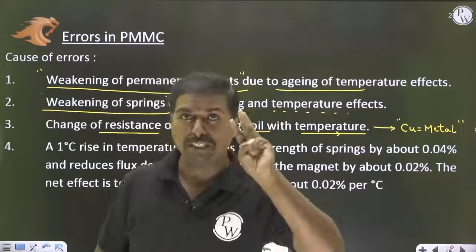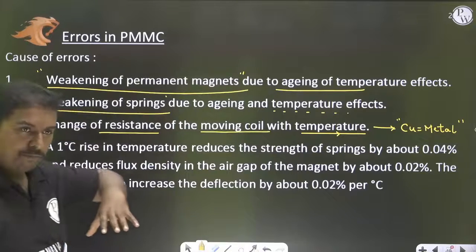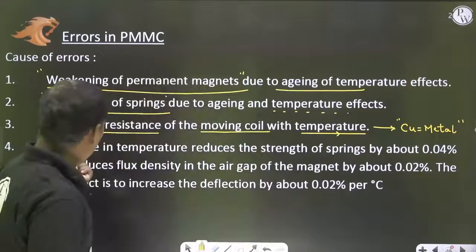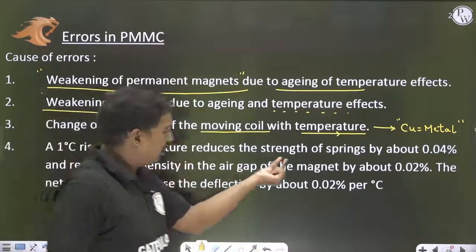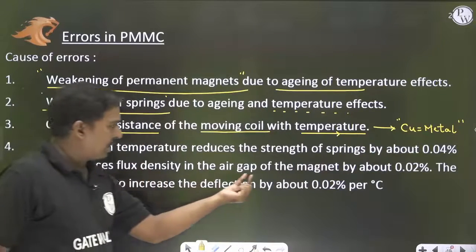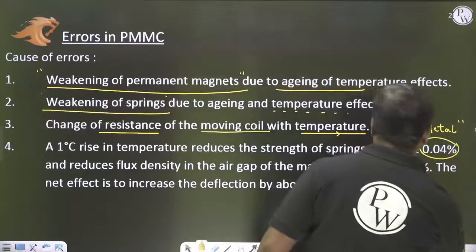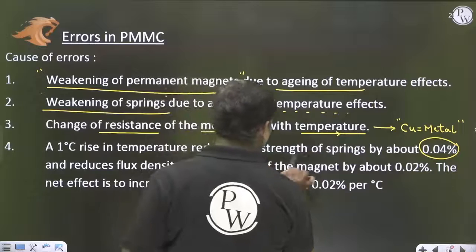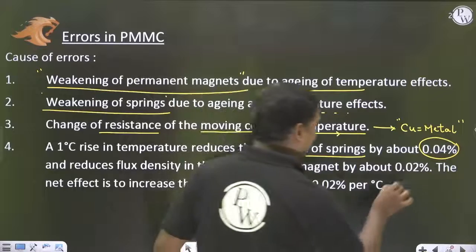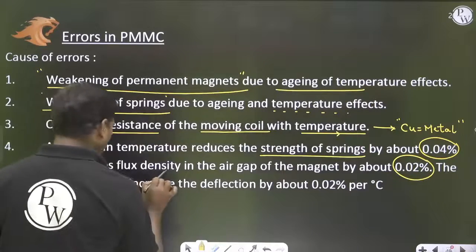So these are fundamentally the three major things. Of course, this fourth point is just a detailed specification about the temperature versus resistance. A 1 degree Celsius rise in temperature reduces the strength of the springs by 0.04% and reduces the flux density in the air gap of the magnet by 0.02%. That means the springs are affected by 0.04% because of the temperature, and the magnetic flux density is affected by 0.02%.